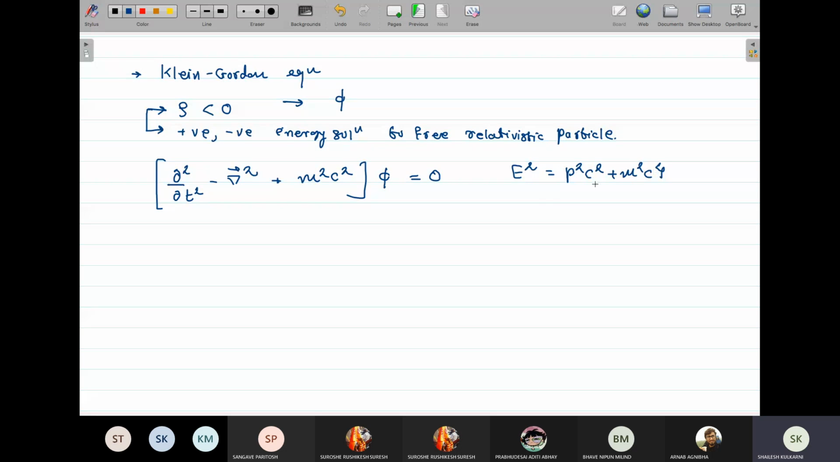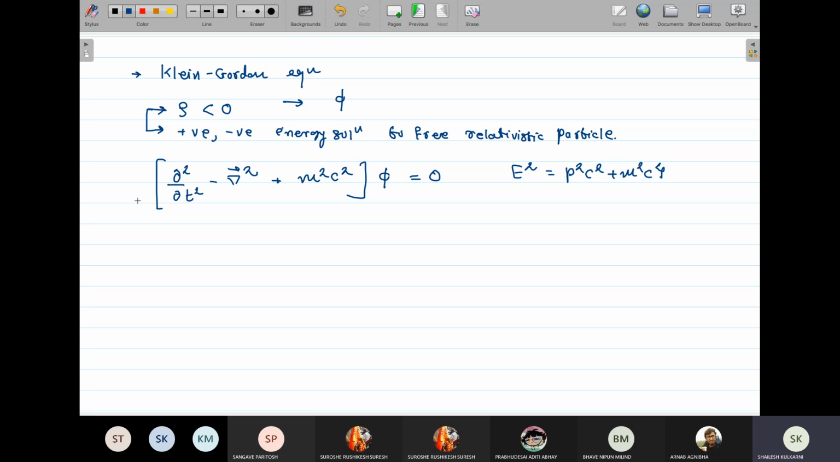Okay. And we use the correspondence principle and replace E by i h cross del by del t. Then E square will be minus h cross square del 2 by del t square. So that's how we got the second order partial differential equation. Okay. Clear?